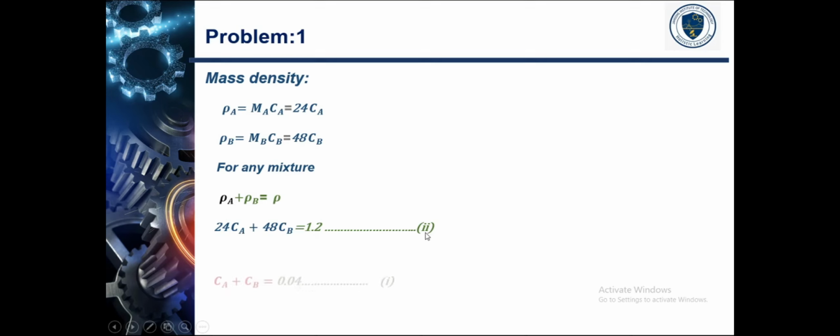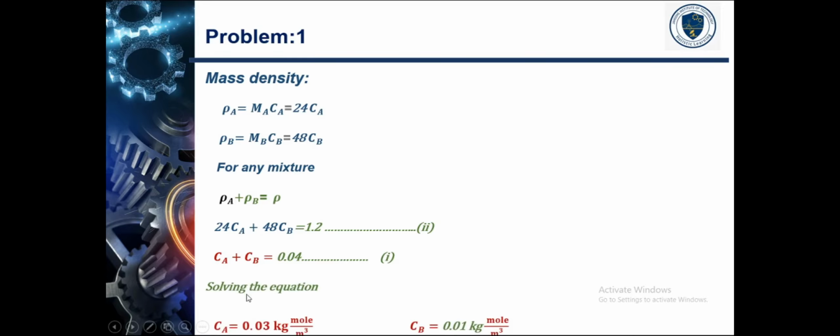We already derived equation 1, that is Ca plus Cb is equal to 0.04. So with the help of two equations and two unknowns, if you solve these equations, we find out Ca and Cb. So now we have the values of Ca, Cb and C. All these three values are available. So now we are able to calculate the molar fraction.